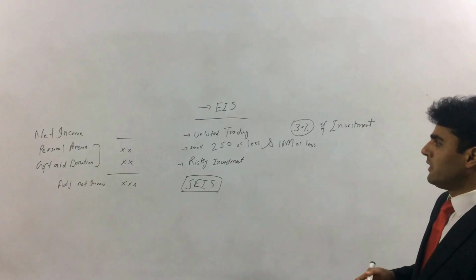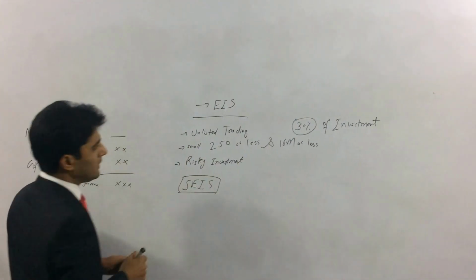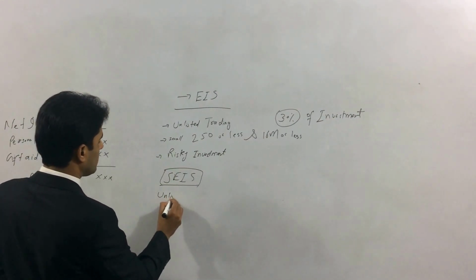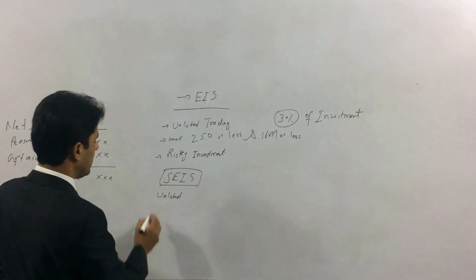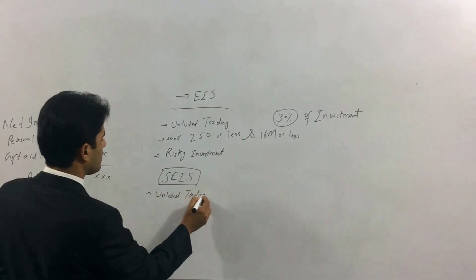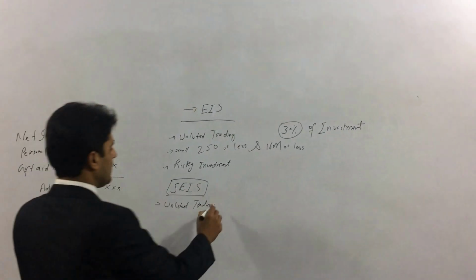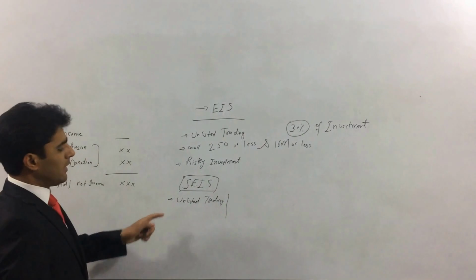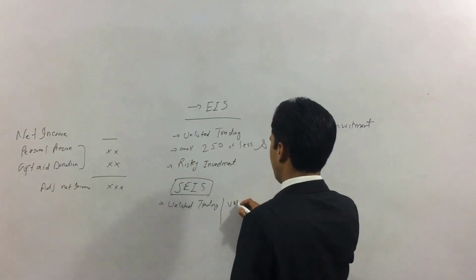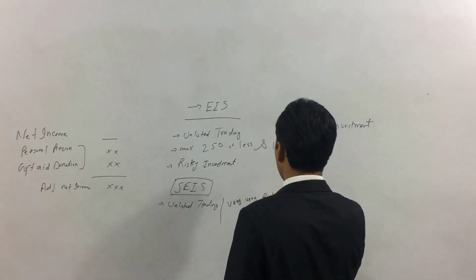Now, what is the difference between these two? I told you that the other company, EIS, was an unlisted company. This company is also unlisted. This is an unlisted company, and this one is also a trading company. Unlisted trading company. What else? This is an unlisted trading company, but it is a very risky company. Very, very risky. Why is it very, very risky?